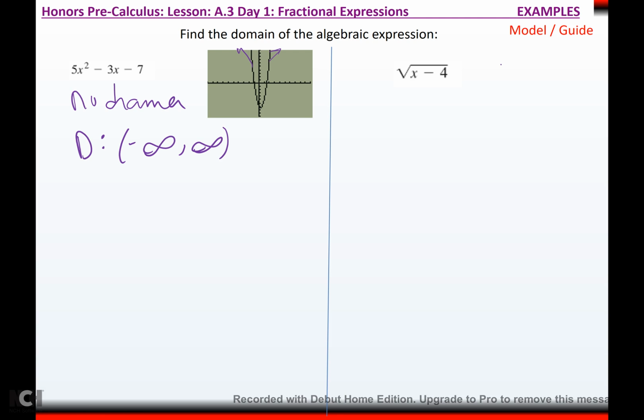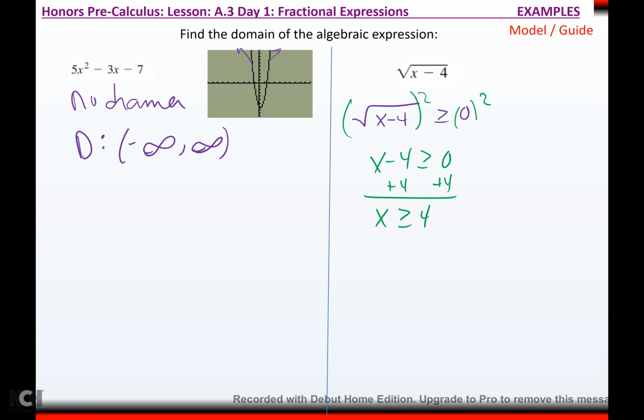Okay, a radical with a letter under it, we've got drama. So we say, Mr. Radical, you must always stay positive. So if I solve this, to kill the square root, I'm going to square. That would give me x minus 4 greater than or equal to 0. Add 4, add 4. X has to be greater than or equal to 4.